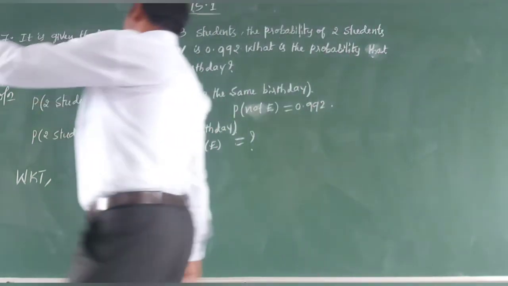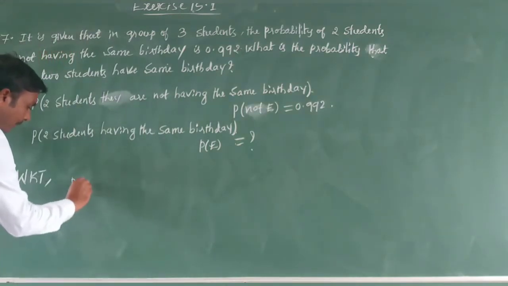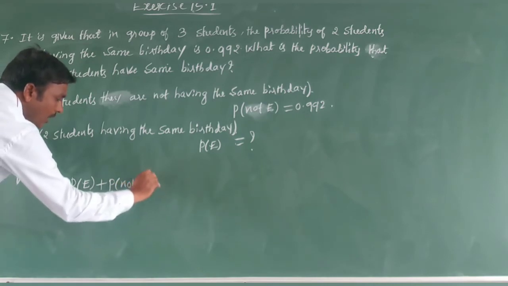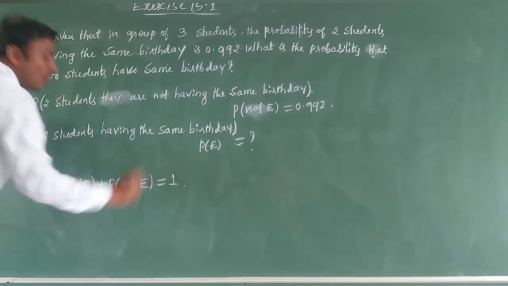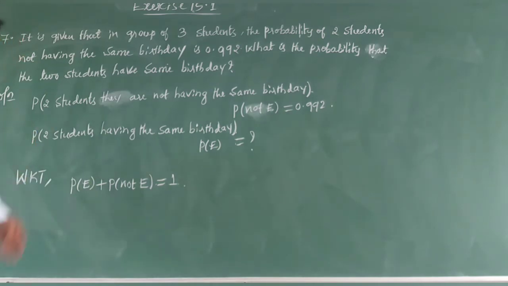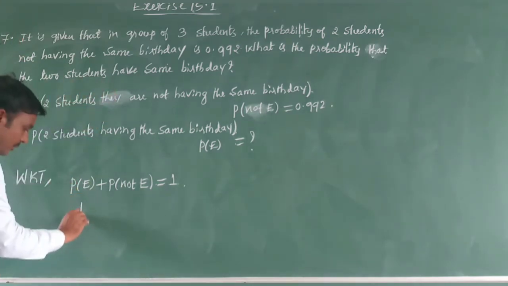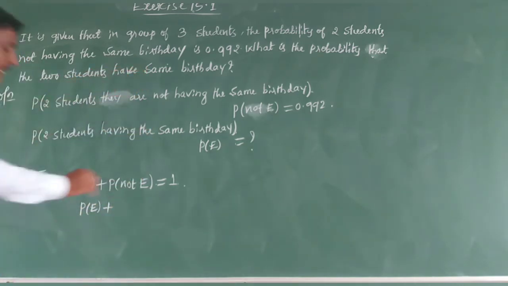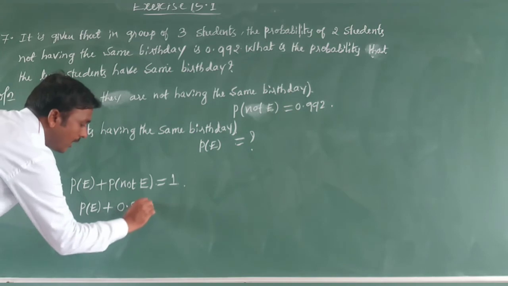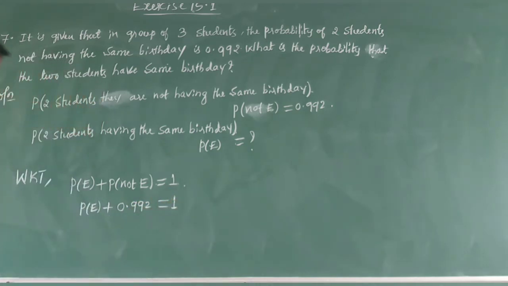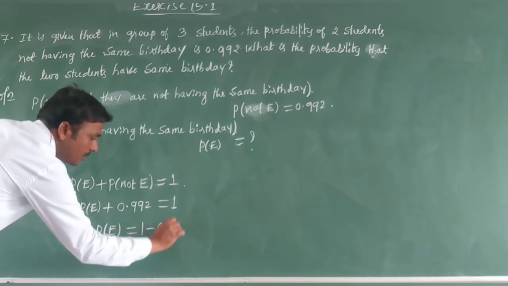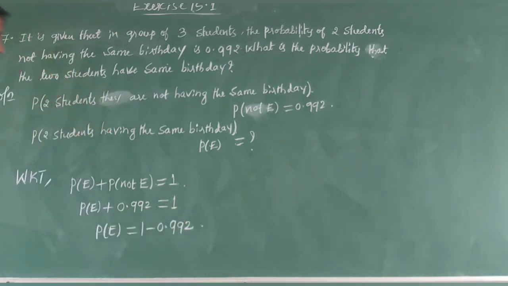We know the relation P of E plus P of not E, or complement of E, is equal to 1. Substitute the values. P of E is not given, so we write it as it is, plus P of not E is given, that is 0.992, equal to 1. Now P of E is equal to 1 minus 0.992.